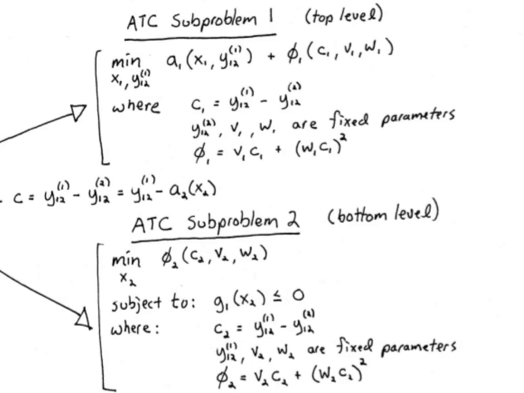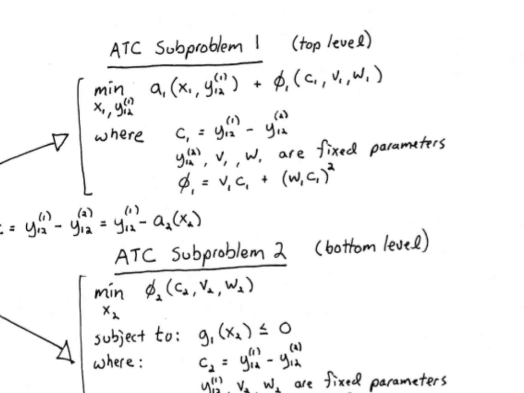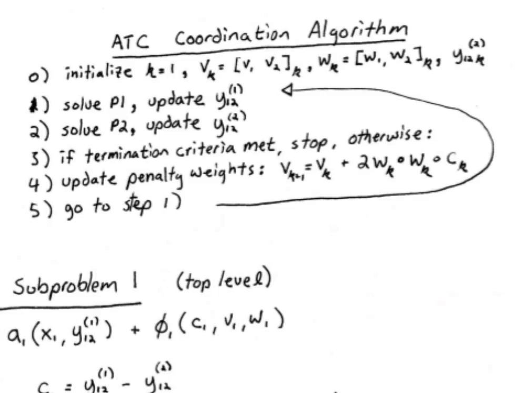The main difference here from what you saw earlier in the section on penalty and barrier functions is that instead of solving just a single optimization problem multiple times, here we need to solve a whole set of optimization problems multiple times. Here is a simple version of the ATC coordination algorithm for a system with two subproblems.